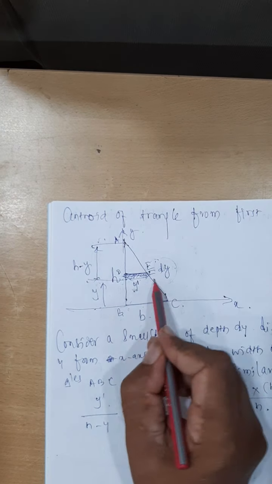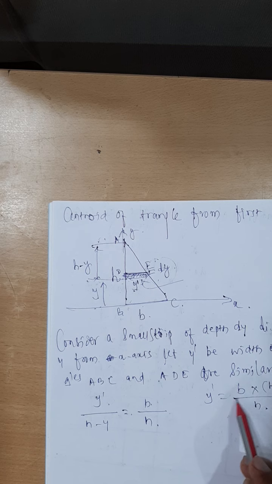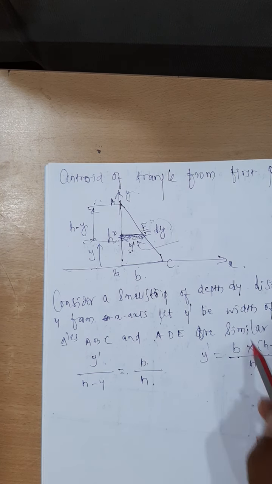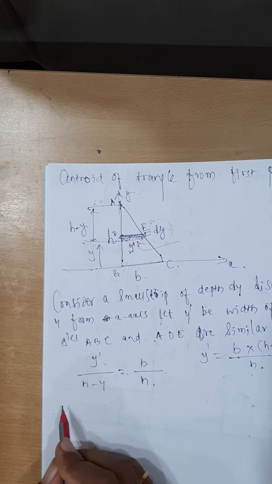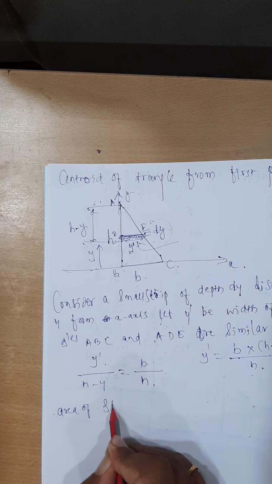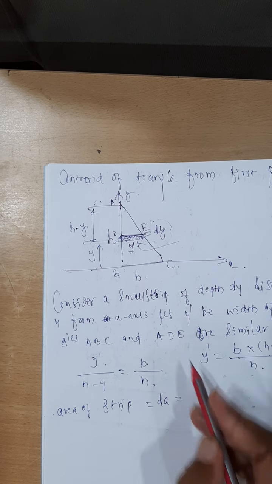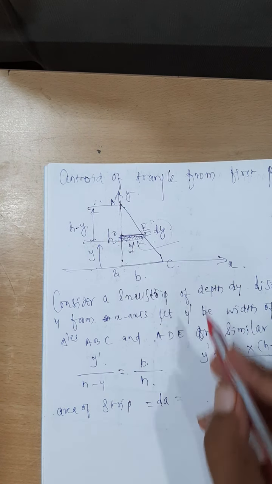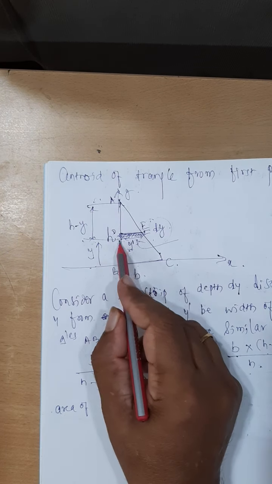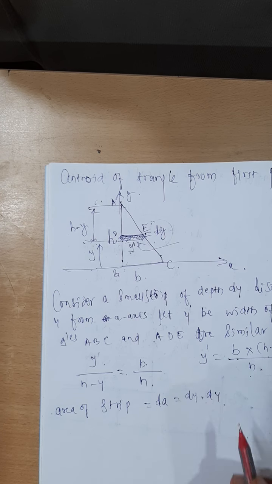So the width of that particular strip, I got it. This width is y dash, which is equal to b into h minus y divided by h. Now I can get the area of this strip, which I am calling dA. The area of the strip dA is the small elemental strip, a rectangle, of depth dy and width y dash: dA is equal to dy into y dash.